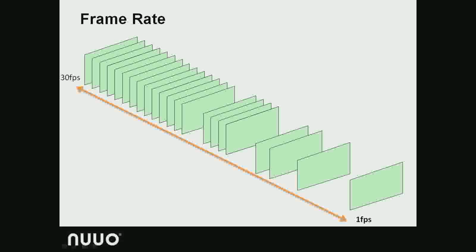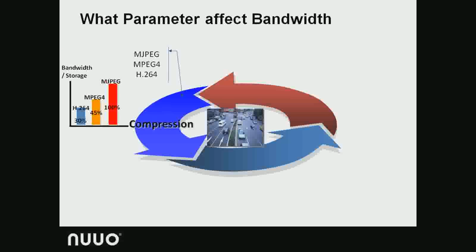So now we know which factors will affect the bitrate size. First is the video compression. H.264 can give better video quality with the lowest bandwidth. The second is resolution. The higher resolution will need higher bandwidth. And the last is the frame rate.